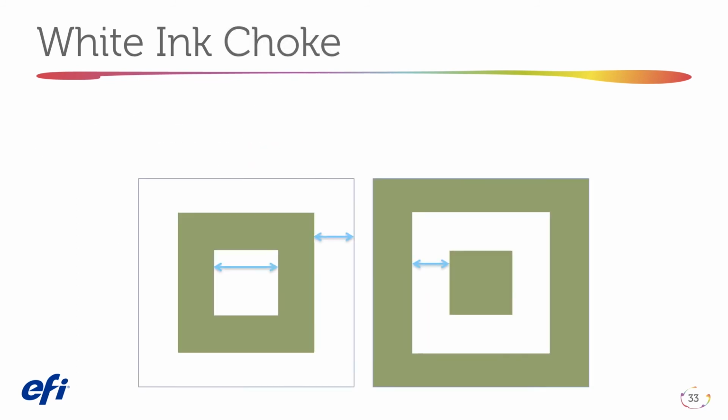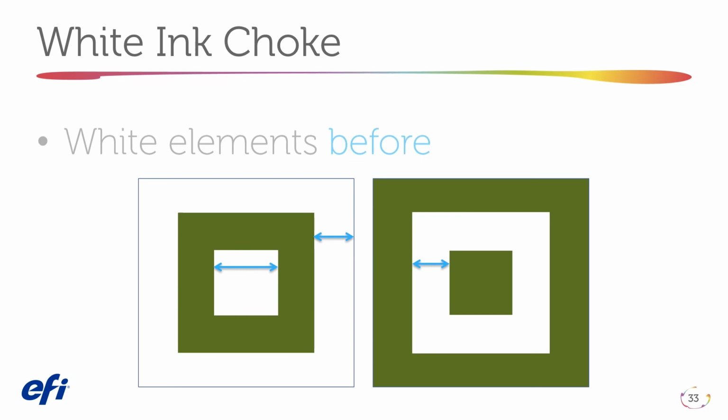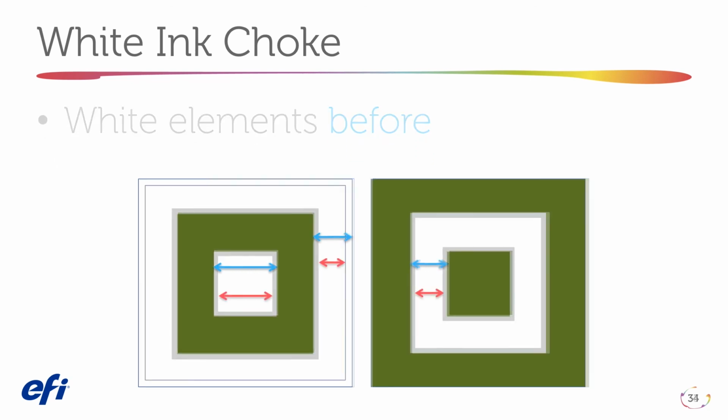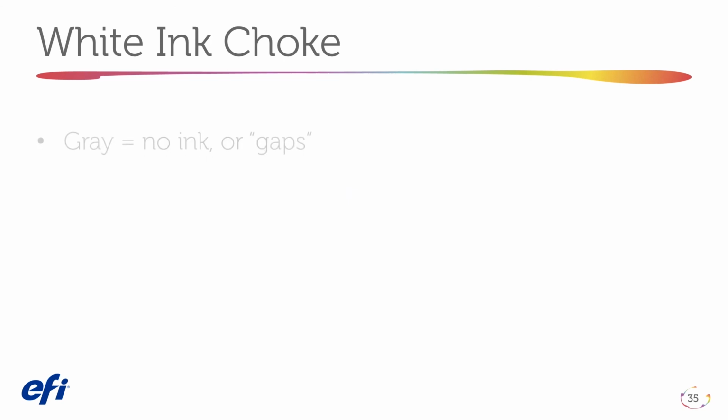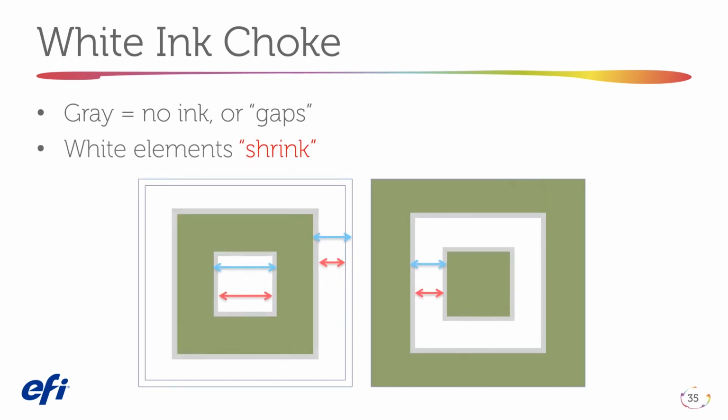White ink choke. You can see in this example the white elements before and the white elements after. Again, the gray area represents no ink or gaps between the CMYK and the white ink. Essentially, the white elements shrink.